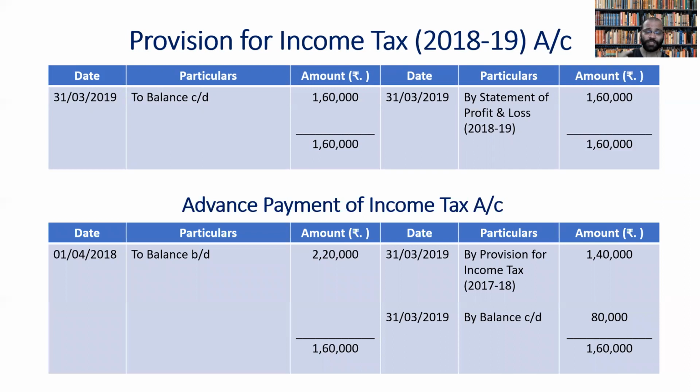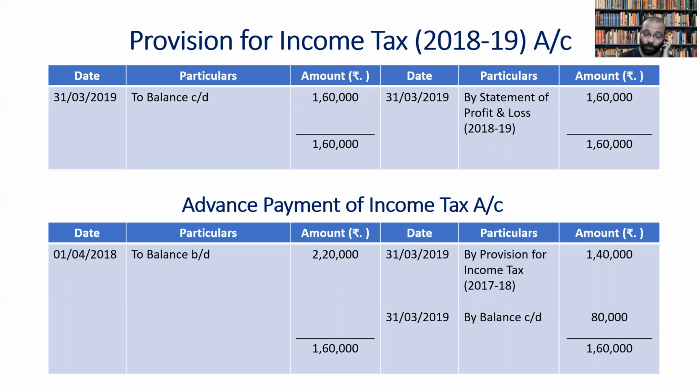Because provision for income tax is a liability item, but advance payment of income tax is an asset item. So the opening balance will come to the debit side, to balance brought down. So on 1/4/2018, to balance brought down, we have 2,20,000. We don't have any other debit items. Now come to the credit side, where we have something to be posted.